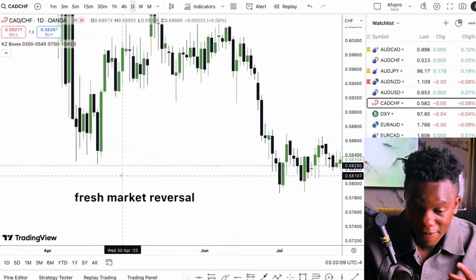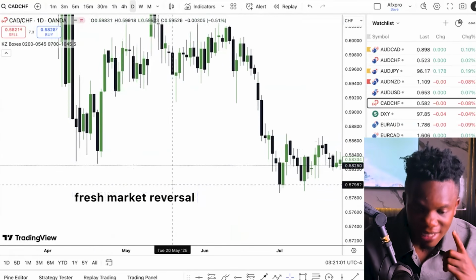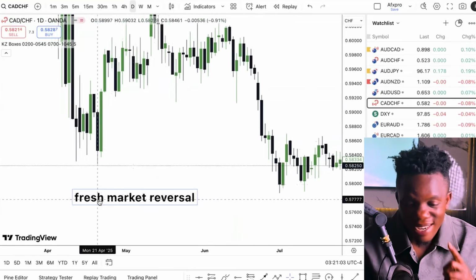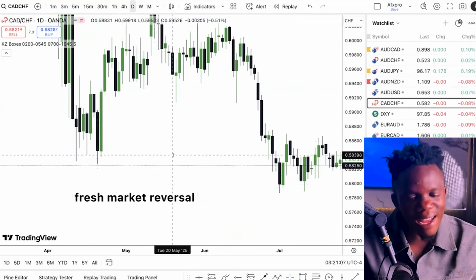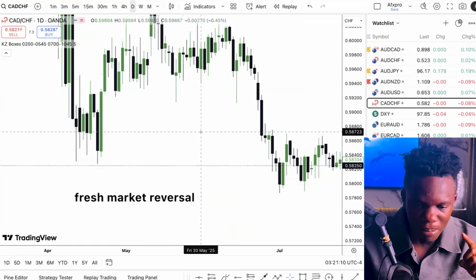I am interested in fresh reversals in the market. If there's a fresh reversal in the market, trust me guys, the next day or the next couple of days must be high probability trading days. This is what I'm talking about.